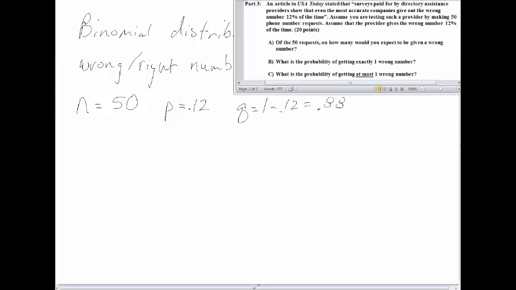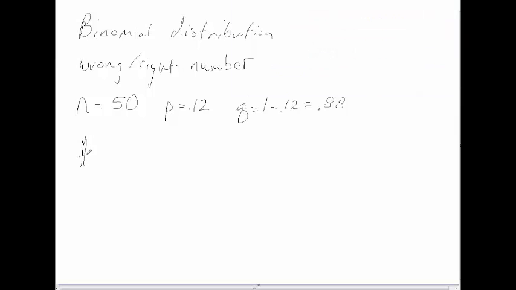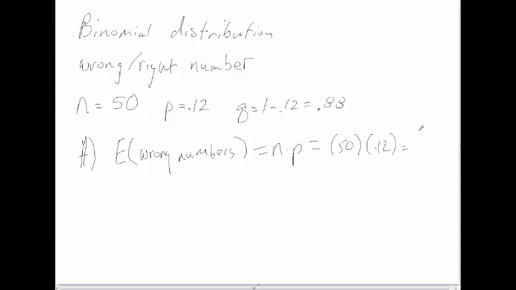Now, what we're asked is, first, of the 50 requests, on how many would you expect to be given a wrong number? Well, this is somewhat straightforward. For part A, the expected number of wrong numbers in a binomial experiment is n times p, or 50 times 0.12, which equals 6. So basically, if you expect 12% of them to be wrong and you ask for 50 numbers, 12% of 50 is 0.12 times 50, which equals 6. So there's part A.